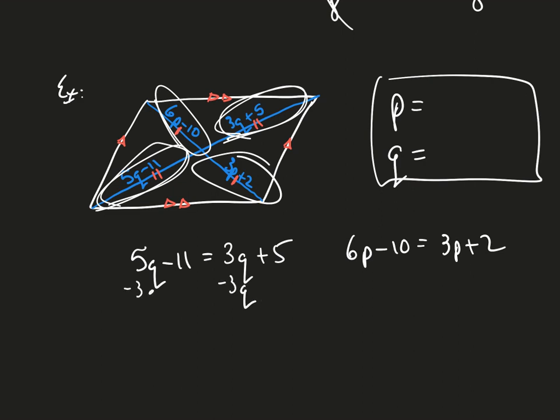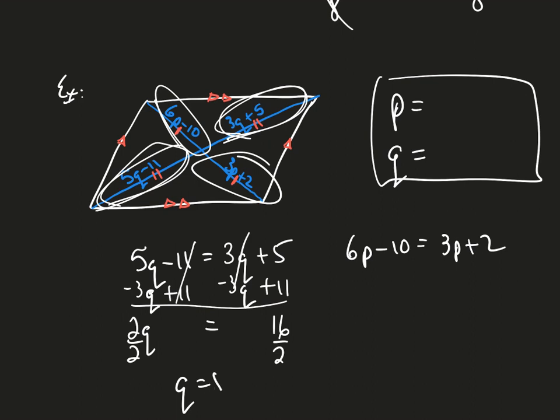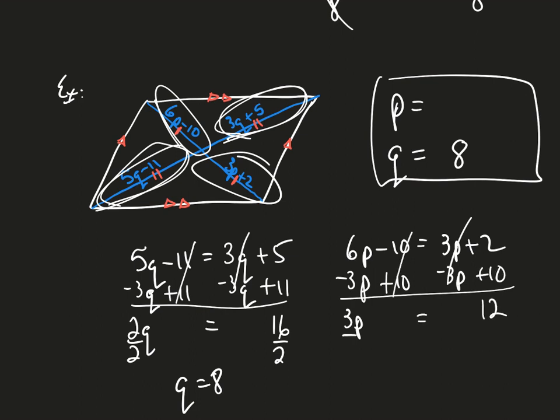Variables to one side, numbers to the other, and divide. So in this case, q would be equal to 8. And in the other equation, variables to one side, numbers to the other, and divide. So what we end up with is p equaling 4 and q equaling 8. So p equals 4 and q equals 8.